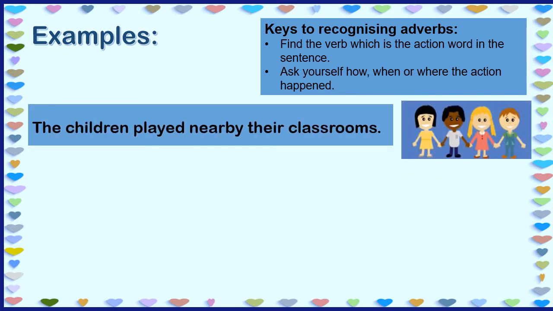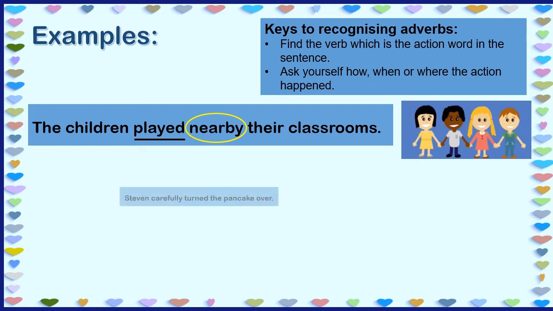The children played nearby their classrooms. So let's first find the verb, the action word. And that will be played, of course. Now, is there a word in the sentence that tells us how they played? Well, not really. Is there a word that tells us when? No, not either. Or is there a word that tells us where the action happened? Yes, it's telling us they were playing nearby their classrooms.